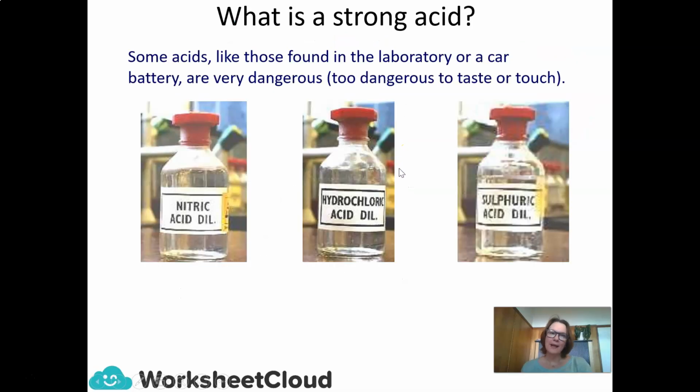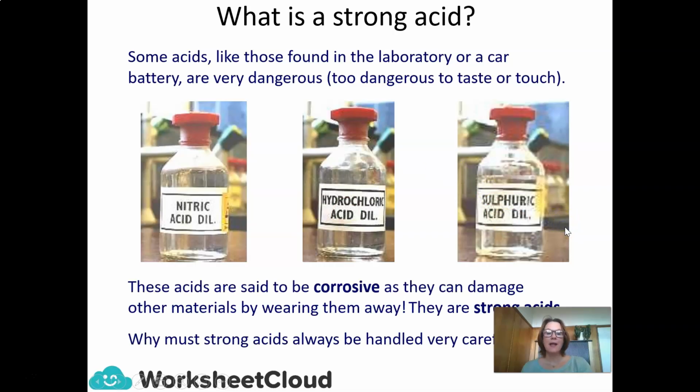Right, what is a strong acid? Strong acids are those that are found in the laboratory or a car battery, and they are very dangerous. That means they are too dangerous to taste or touch, and that is why your teachers are so strict with you in the science lab, grade 7s. Here are some examples: nitric acid, hydrochloric acid, as well as sulfuric acid. These acids are said to be corrosive, as they can damage other materials by wearing them away. They are very strong acids.